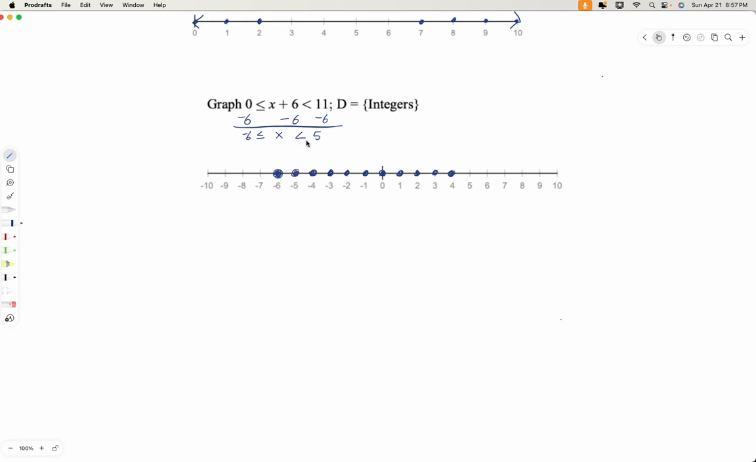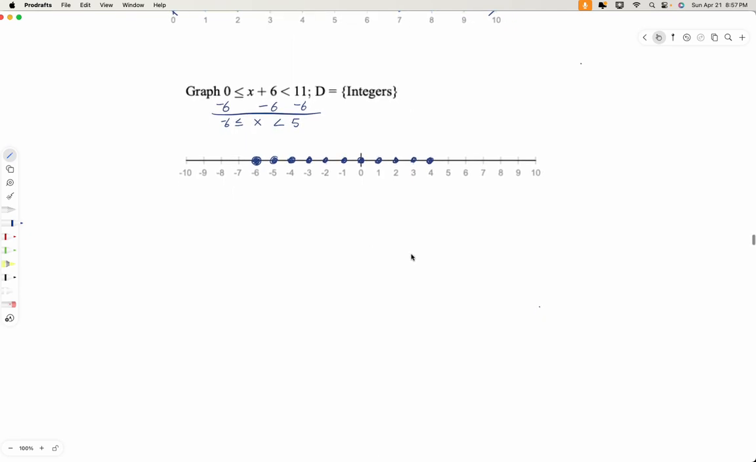Now, if this had said equal to 5, then we could have included the 5. But it doesn't. It does not include the 5. It tells us less than 5. So we don't do anything to it. All right, we just move on. So let's look at the next one.